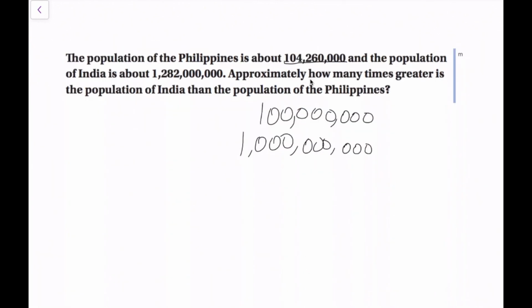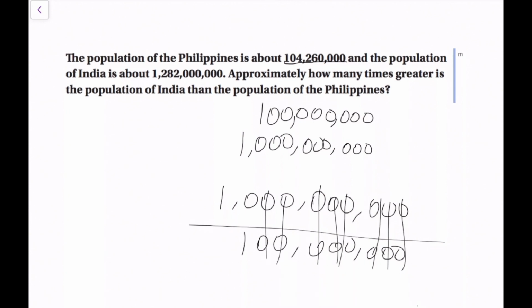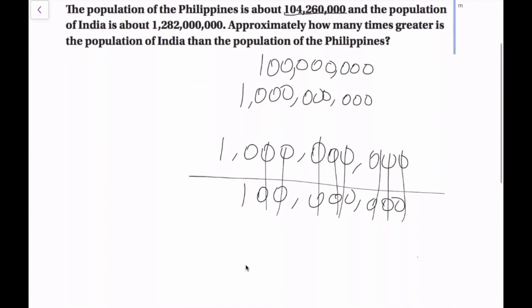Okay, so the question asks, approximately how many times greater is the population of India than the population of the Philippines? So that means that I just have to divide India's rounded population by the Philippines' rounded population. So that's going to be 1 billion divided by 100 million. And I can just cross out all of these zeros right here until I'm done. So now I just have 10 divided by 1, which is 10.